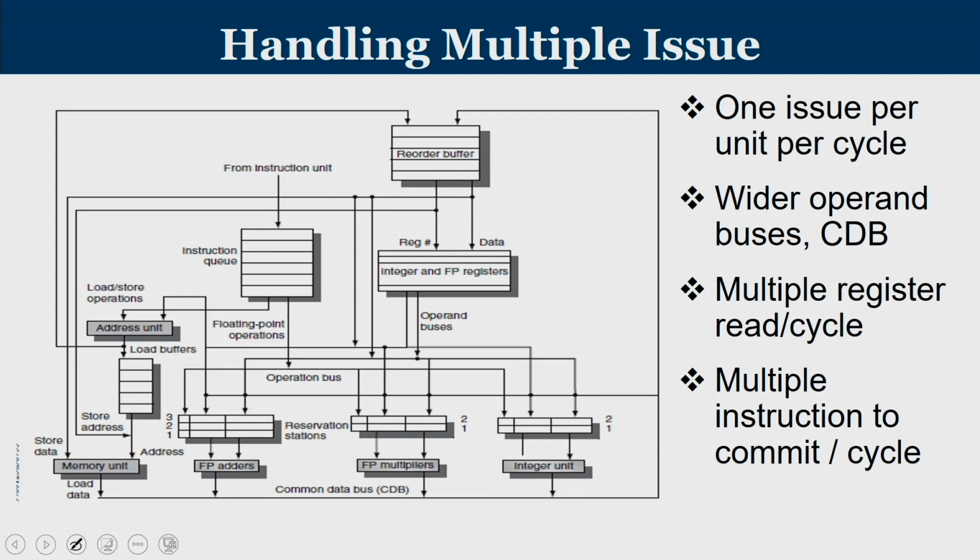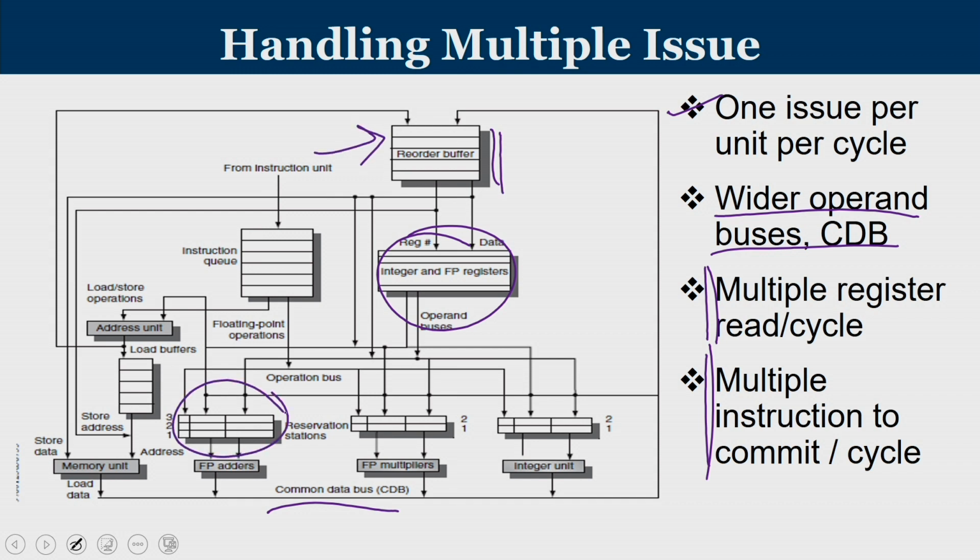Now when you come to handling multiple issue, we need to issue only one instruction per unit per cycle, and wider operand buses are required because you need to fetch multiple register values together, and that means multiple register reads, and multiple instruction commits are also required. So essentially your CDB should be bigger, there should be multiple reads on your integer and floating point registers, and multiple commits also have to be done, and for reading the reorder buffer as well as the reservation station, there should be provision for multiple blocking.